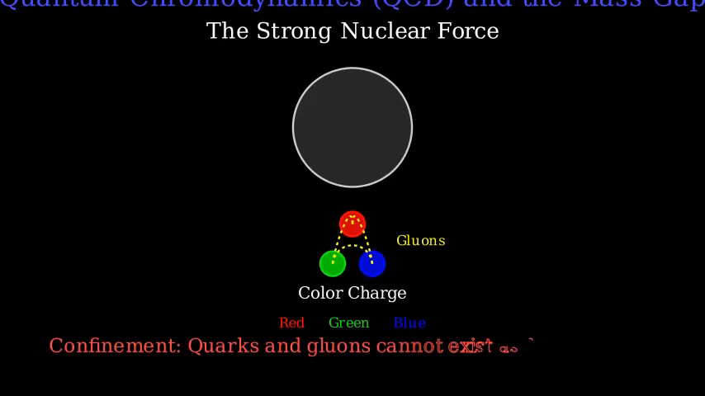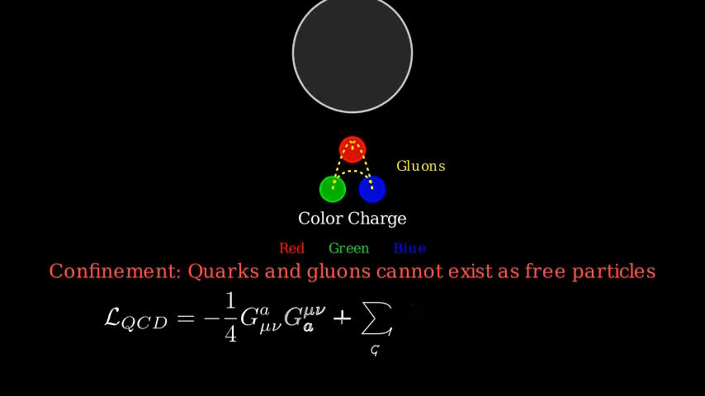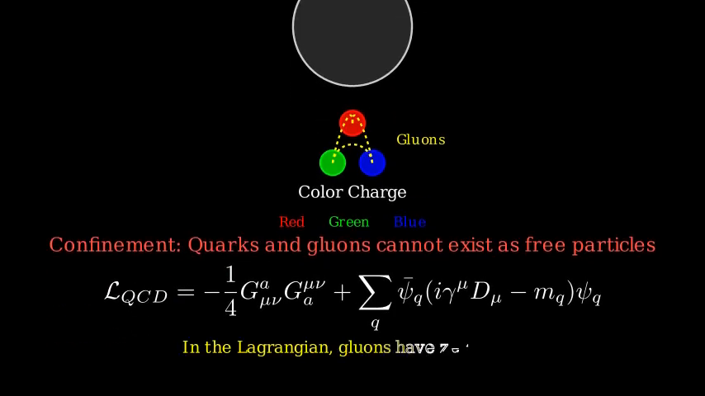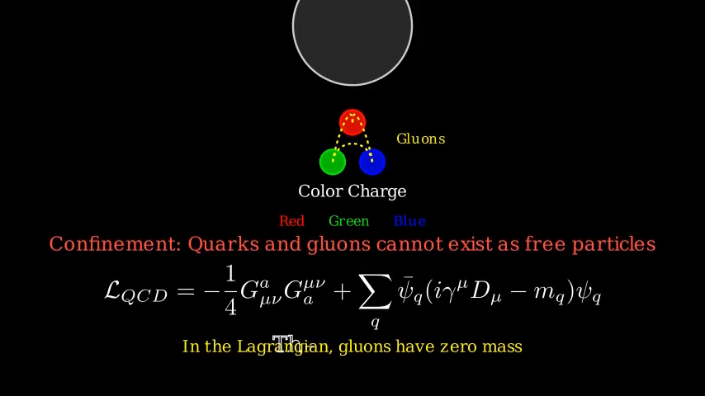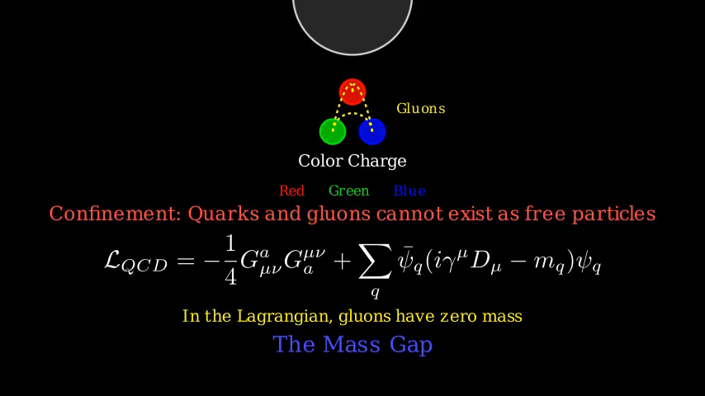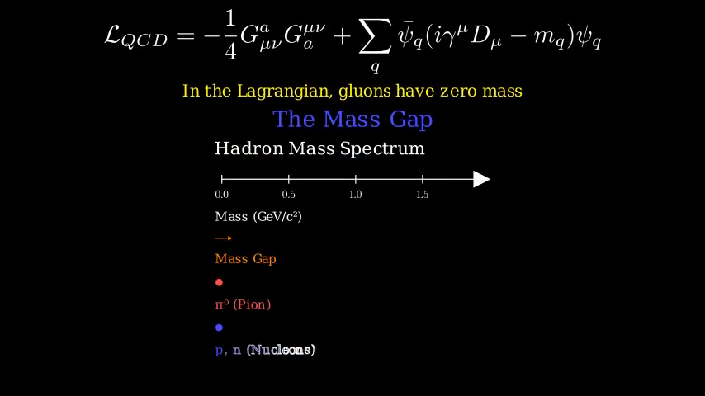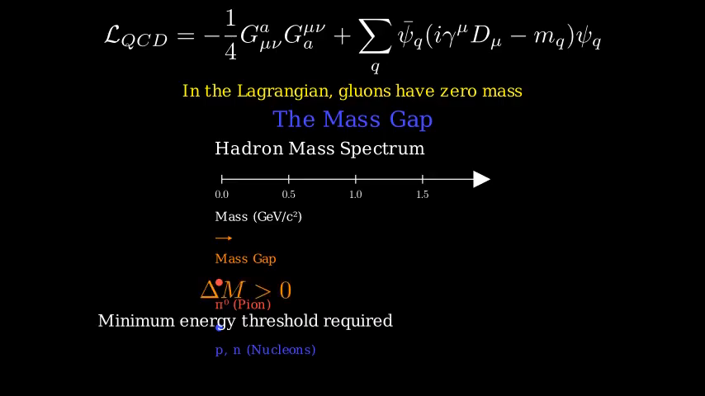In the QCD Lagrangian, which describes the fundamental equations of the theory, gluons are massless particles. However, something remarkable happens due to the strong interactions and nonlinear nature of QCD. A mass gap emerges. The mass gap is the minimum energy needed to create the lightest possible bound state in the theory. No matter how little energy you put in, you can't create particles with arbitrarily small masses. There's a threshold that must be exceeded. This is fundamentally different from quantum electrodynamics, where photons can have arbitrarily low energies.